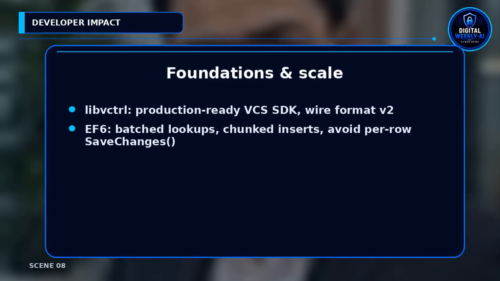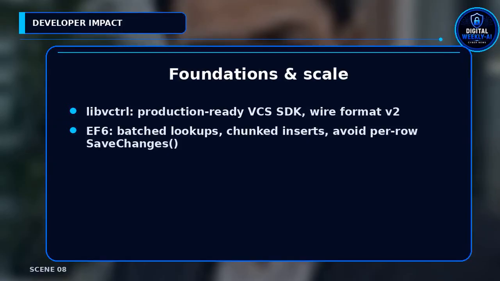libvctrl 2.0 is an SDK for building VCS backends. It re-exports 3 subcrates and forbids unsafe code. The wire format version is 2.